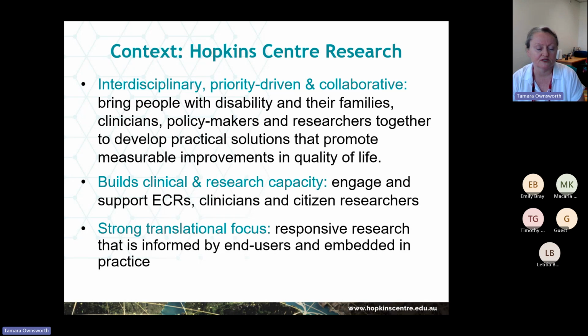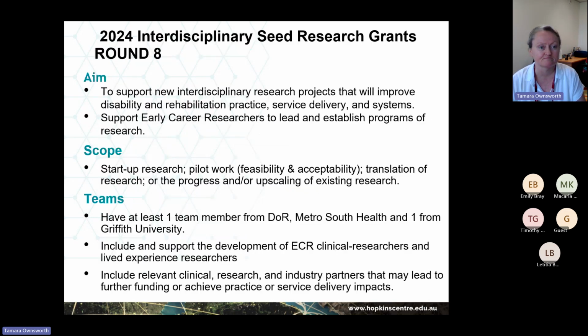So through this collaboration, we're aiming to build both clinical and research capacity and engage particularly early career researchers, clinical researchers and citizen researchers. And the seed grant scheme in particular is interested in research that's close to practice, that has that strong translational focus, that's informed by end users and embedded in practice.